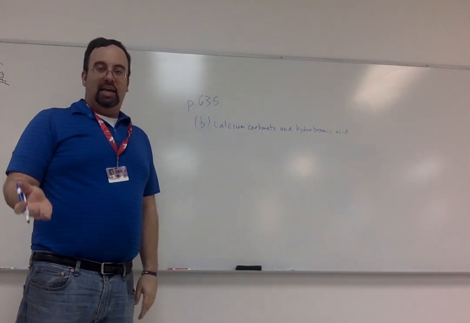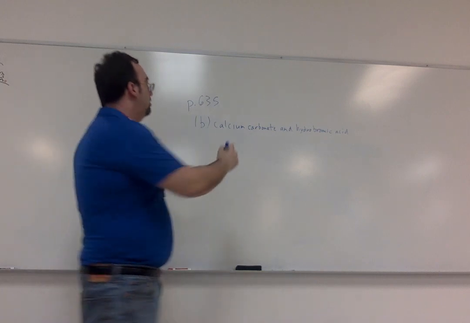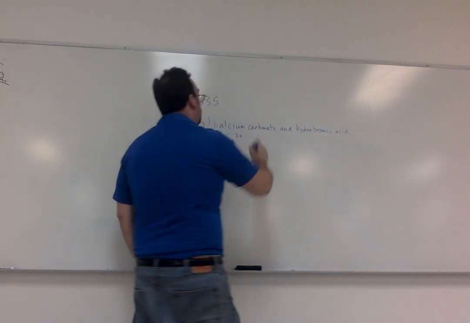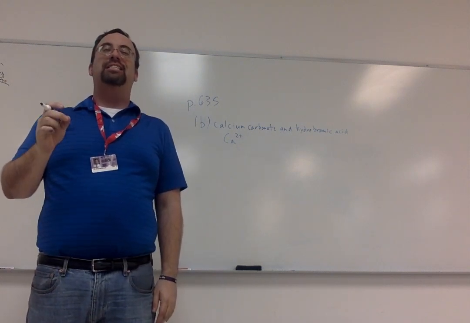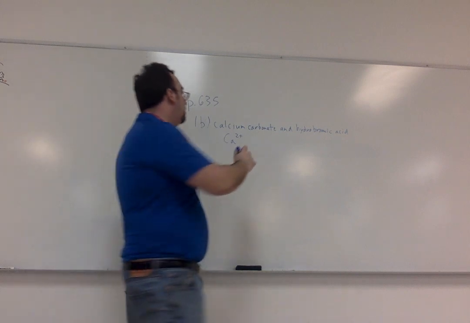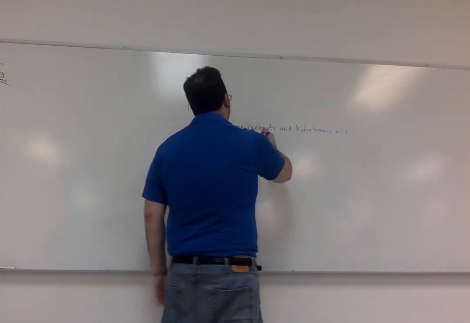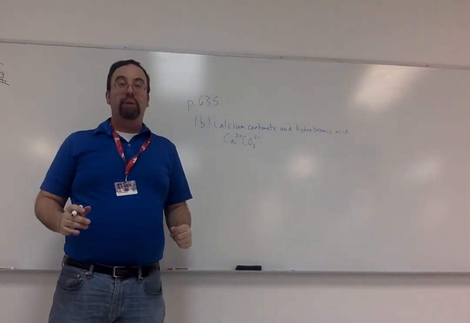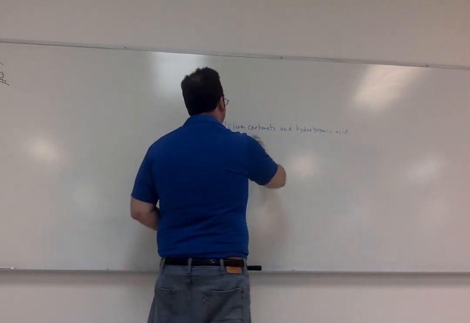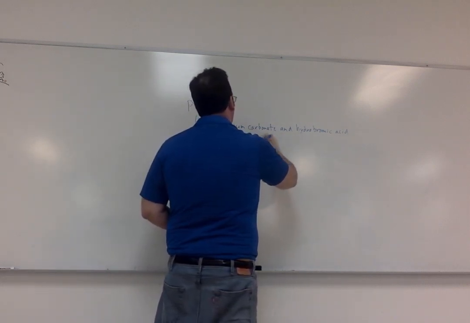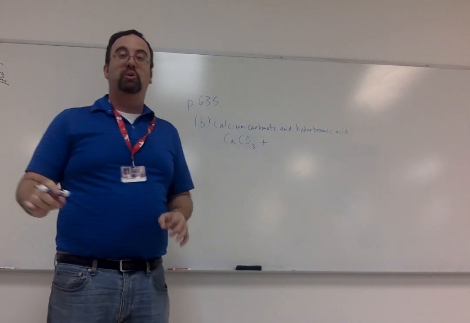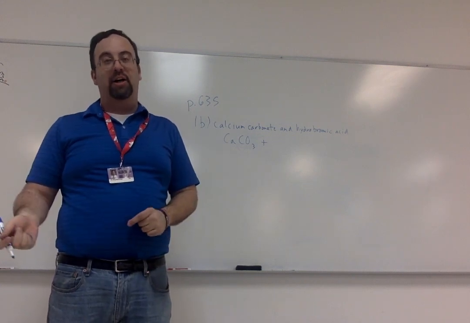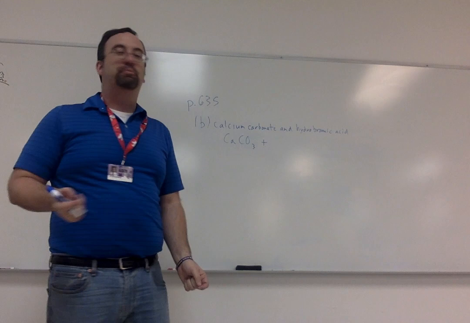Calcium as an ion is going to be Ca2+. Carbonate, which was one of those polyatomic ions I had you guys memorize, is CO3 2-. And so notice, in this case, the charges will balance out, so we can get rid of these and just make it as CaCO3. And then hydrobromic acid is HBr. So remember, hydrochloric acid is HCl. Hydrobromic acid is HBr.